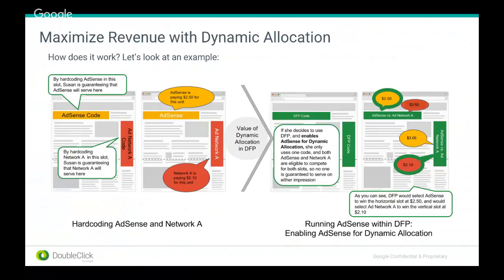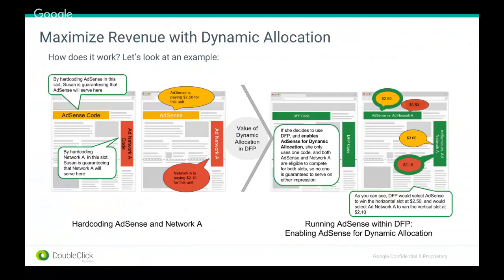In the image, Susan is hard-coding AdSense. This means that she's running individual AdSense code directly on her page, and Network A, the same, running Network A's individual code directly on the page. So AdSense and AdNetwork A are therefore not in direct competition for these slots. One of the main benefits of using DFP and its dynamic allocation feature is that it allows AdSense to compete in real time with third-party networks such as AdNetwork A for all the slots.